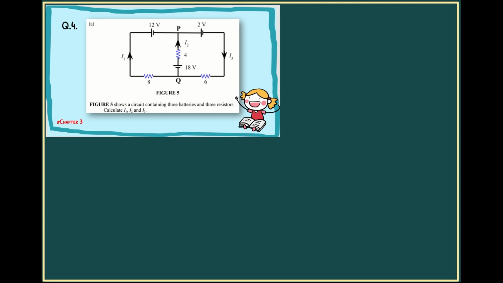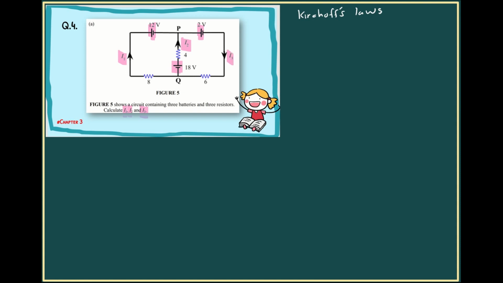Class, question number 4 for this week is testing us about Kirchhoff's law, basically. Before we go to the question, this is a figure. As you can see from the figure, we have more than one EMF or battery. Figure 5 shows a circuit containing 3 batteries and 3 resistors. Calculate the value of current I1, I2, I3. From the figure, we can see this is your I1, this is your I2, and this is I3.